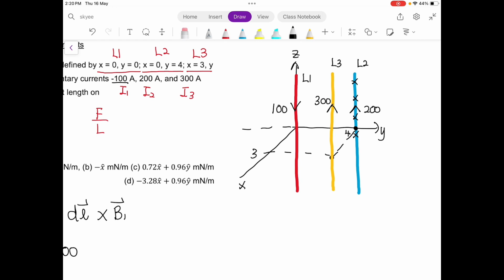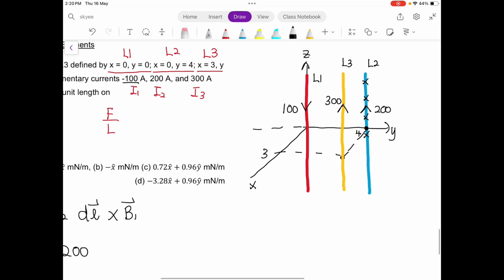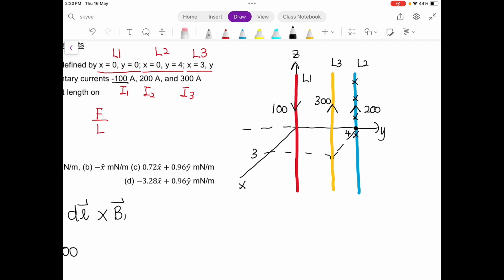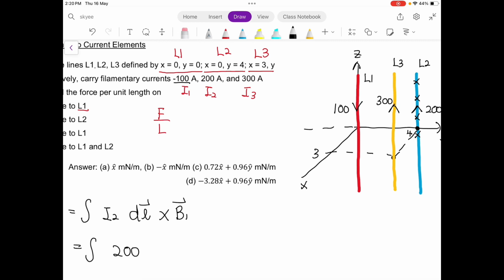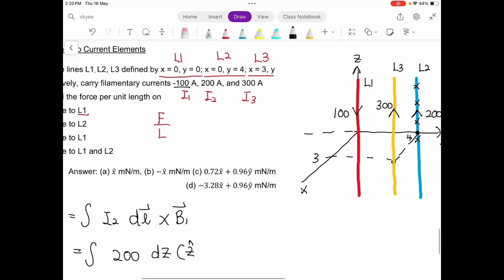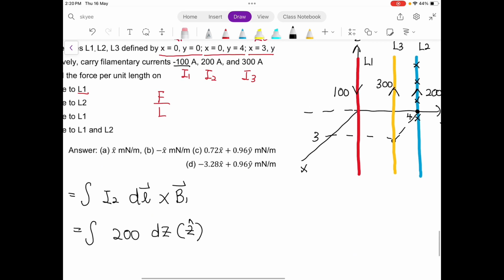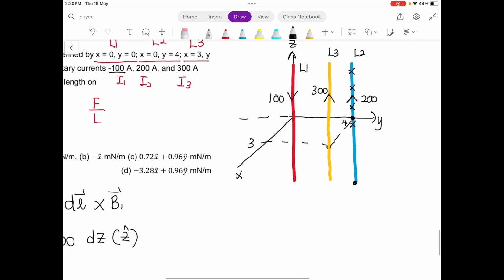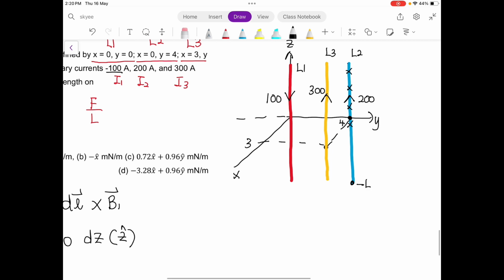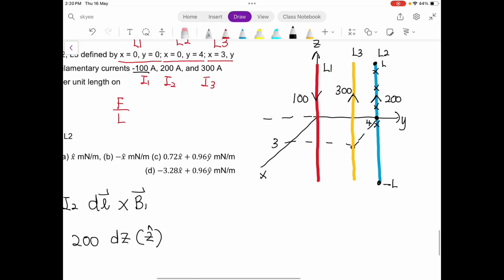In the Z directions. Okay, so for this one, we look at I2. I2 is here, the blue one. The length is in the z directions, so you write it: the length is dz, in the z directions, and the length is from negative L to L, cross product with the B.